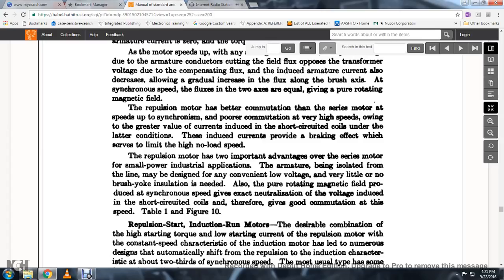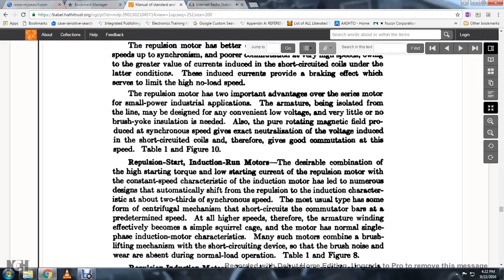Also, the pure rotating magnetic field produced at synchronous speed gives an exact neutralization of the voltage induced in the short-circuited coils, therefore giving good commutation at that speed. Table 1, Figure 10: repulsion-start induction-run motor. The desirable combination of high starting torque and low starting current of the repulsion motor is combined with the constant speed characteristics of the induction motor.